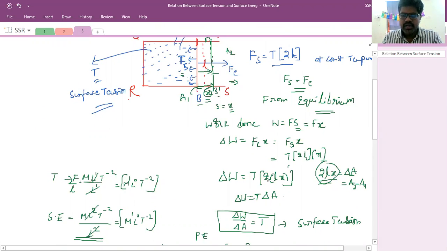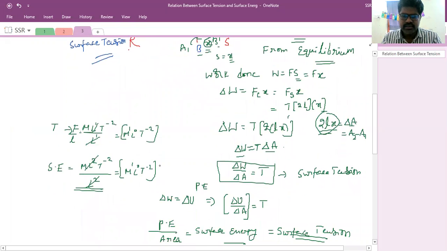Okay. So why did I take 2 times Lx? Actually, A means L into X, but there are two areas. That means you can consider two surfaces, the top surface and the bottom surface, for this soap liquid thin film. Because of the two areas, 2 into Lx is written as delta A. So delta W is equal to T delta A. This delta W is the work done, and the work done per unit area, delta W by delta A, we can take as the surface energy.